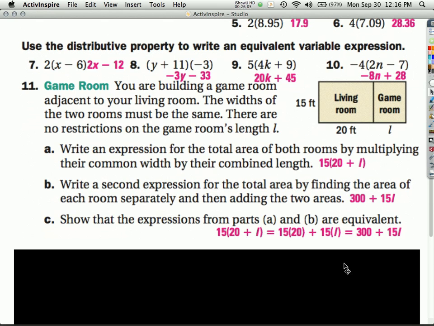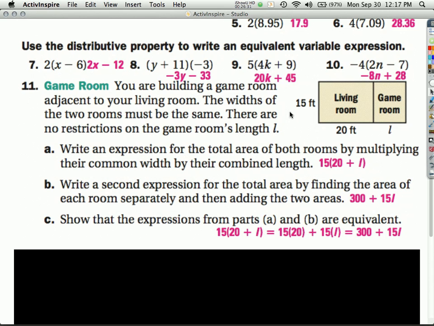When you use the distributive property in Part A, when you distribute here and here, you end up with this expression. What you're illustrating is that multiplying the first one and multiplying the second one is the same thing as adding and then multiplying. It's two different perspectives on the same thing.